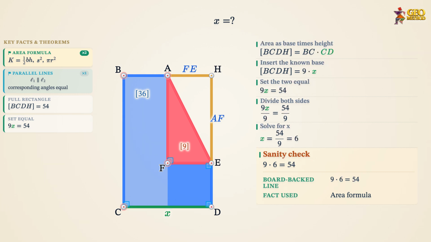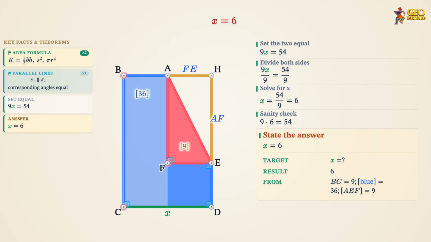Checking backward, 9 times 6 is 54, which matches the rectangle area exactly. The value 6 is fully consistent with the blue 36 and the two 9s. So the answer is 6. The final answer is 6.